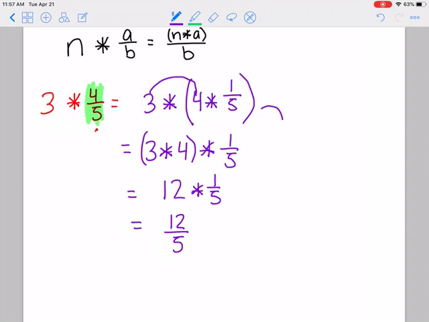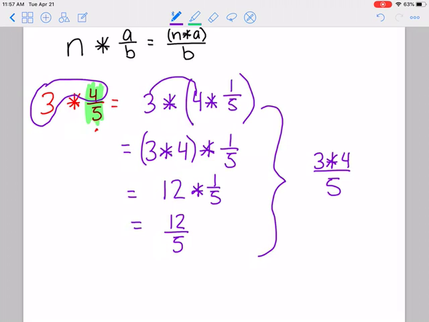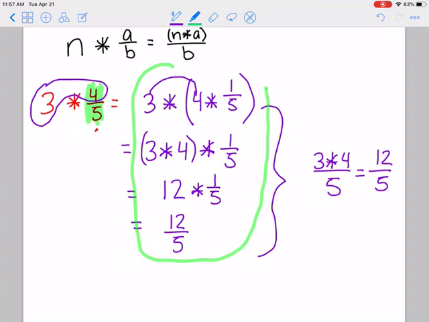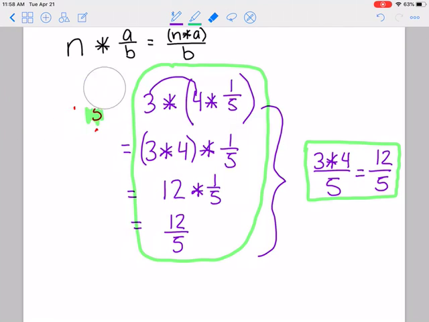This is the same thing as writing 3 times 4 over 5. 3 times 4 over 5 would give you 12 fifths. This is just telling you that your knowledge of unit fractions is going to help you when you are multiplying fractions that have a higher numerator. Okay, so let's do another example.